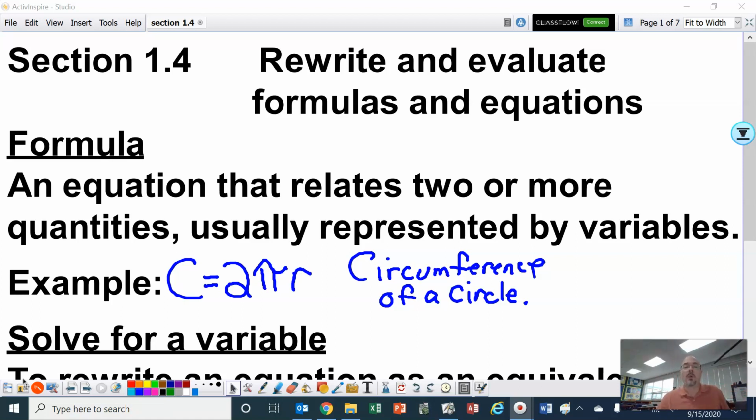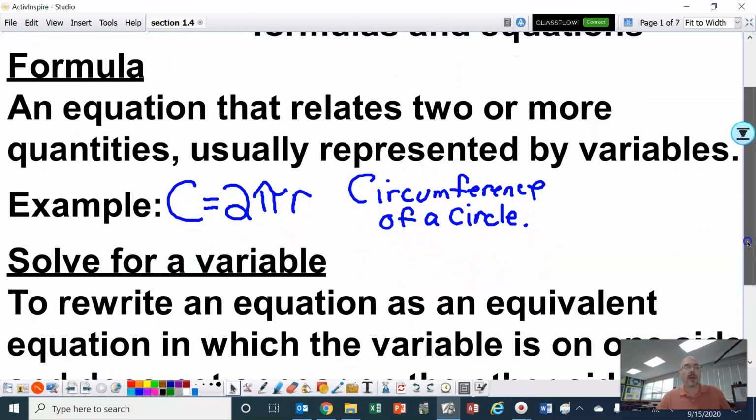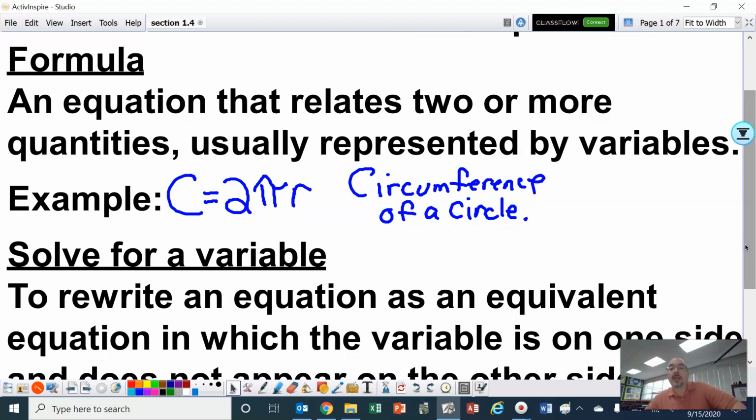formulas and equations. You've all been dealing with formulas over the years, ladies and gentlemen. You know what they are. A formula is an equation that relates two or more quantities, usually represented by variables. For example, the circumference of a circle, C equals 2 pi r. We have the area of a rectangle. We've got all kinds of formulas, right?